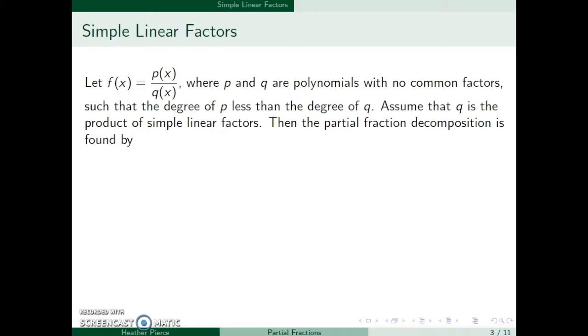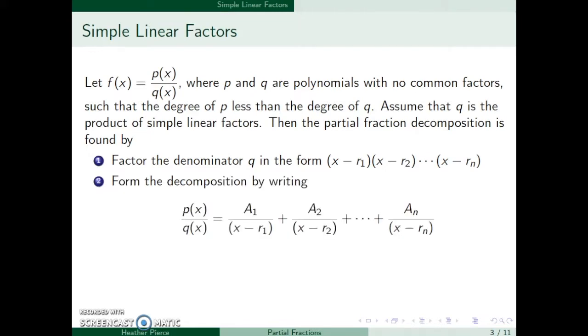And then our partial fraction decomposition will have a few steps. The first step is to factor the form. Like I said, this should be the product of simple linear factors, so we should be able to factor. We'll then form our decomposition by basically setting up a fraction for each one of these linear factors. We'll multiply both sides by the original denominator, and then we'll solve for these coefficients.